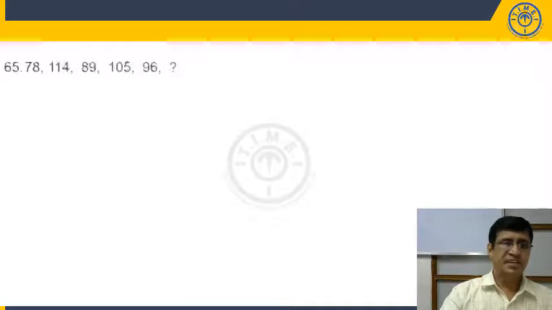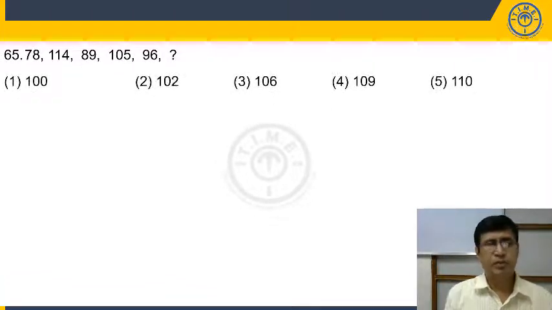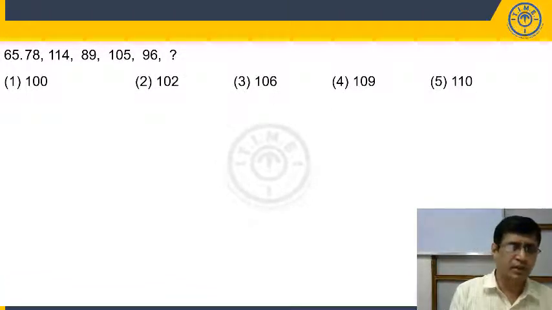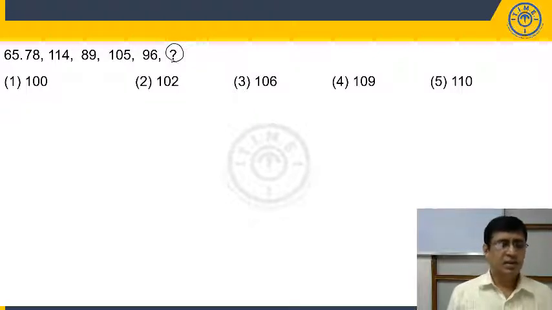Now, next example. One more example on the number series. Now we need to find out the missing one here. Now 78, 114, 89, 105 and 96. Just find out the answer.